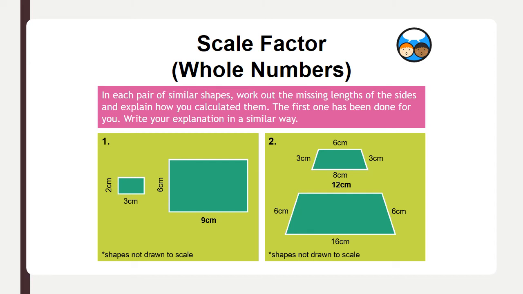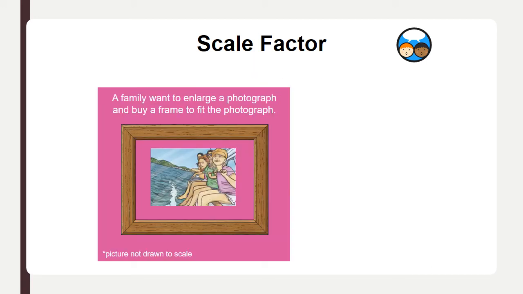For number 2, we can see that the trapezium has a length of 6 centimeters on the enlarged version. So to get from 3 centimeters to 6 centimeters, we had to multiply by 2. So now we could have used that to help us find the missing length, 6 times 2, which gives us 12 centimeters. And hopefully you've all written your explanations in detail, just as I had on the last example. Let's look at another problem together.